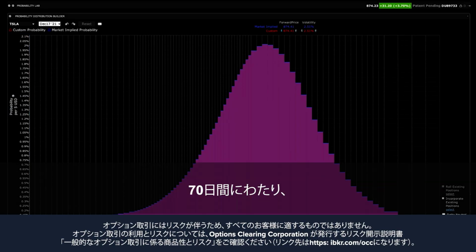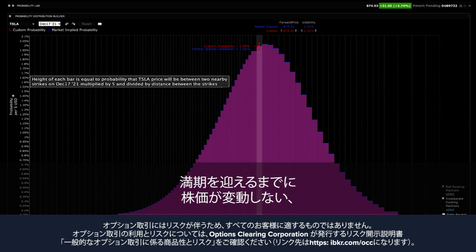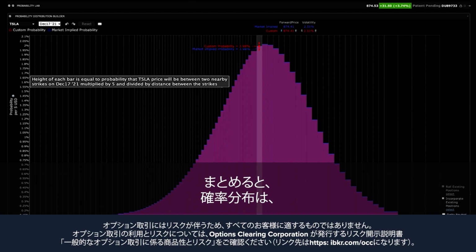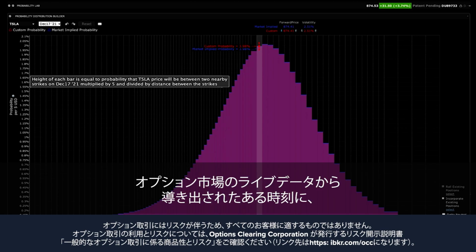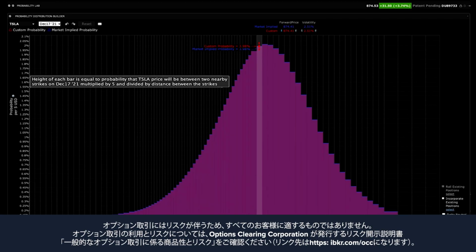Over a 70-day period, the market assigns an approximate probability that the share price will remain unchanged by the time the option contract expires. In short, the probability distribution visually depicts the chance that the stock will lie within a specific price range at a certain time, derived from live option market data.